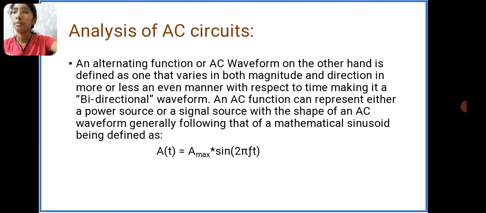First of all, we'll see about analysis of AC circuits. Alternating functions or AC waveform, on the other hand, is defined as one that varies in both magnitude and direction in more or less an even manner with respect to time, making it a bidirectional waveform. An AC function can represent either a power source or a signal source with the shape of an AC waveform, generally following that of a mathematical sinusoid, being defined as A(t) = A max sin 2πft.